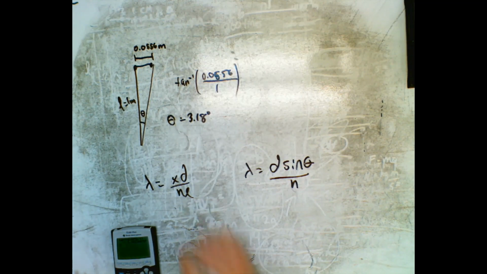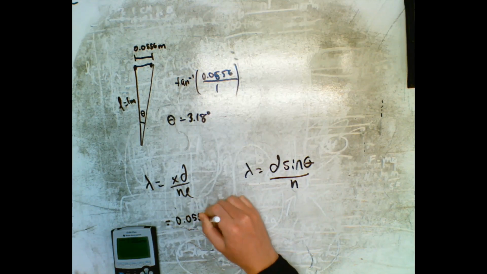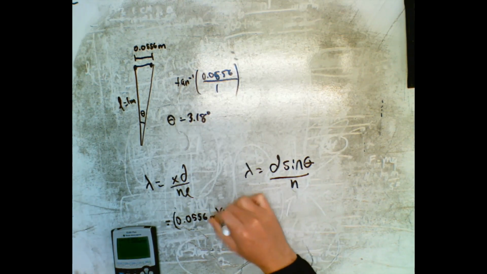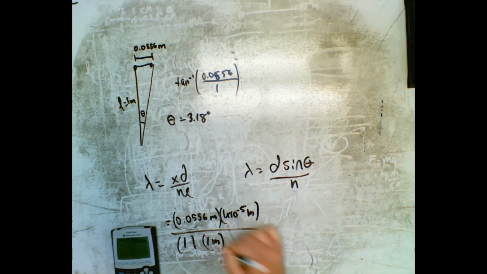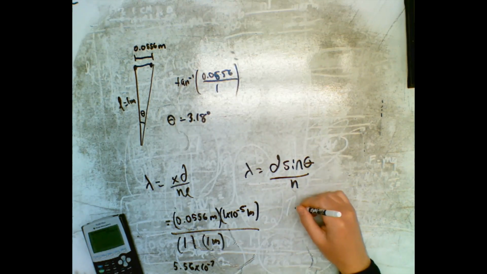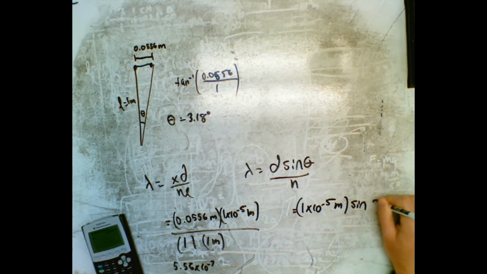They do want to know the wavelength, so I'll show you how you get the same thing using either formula. They might be slightly different, but both answers would be accepted. So 0.0556, and your distance between your slits is 1 × 10 to the -5 meters. It's the first bright spot, and they're 1 meter apart. If I do it like this, I get 5.576 × 10 to the -7 as my answer. And if I use this one, 1 × 10 to the -5 meters, sine of my 3.18 degrees, all over 1.